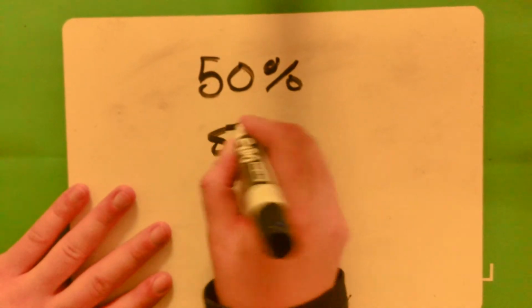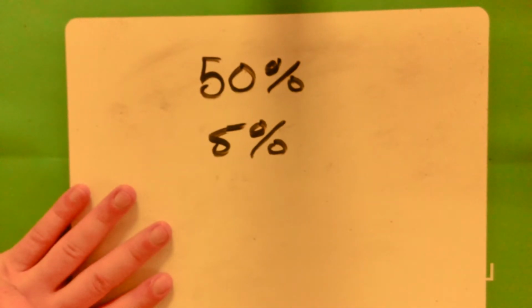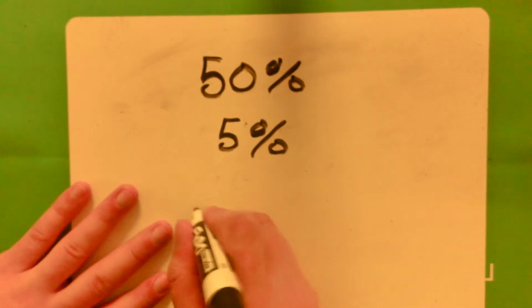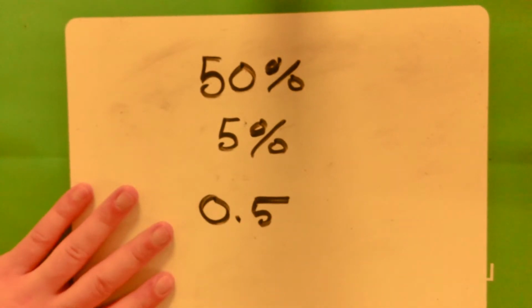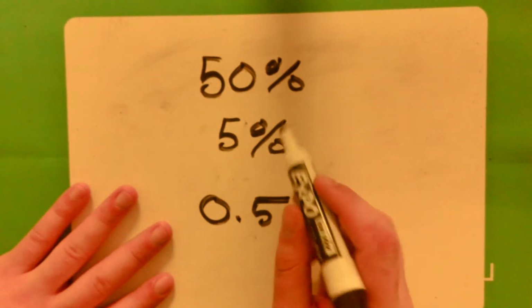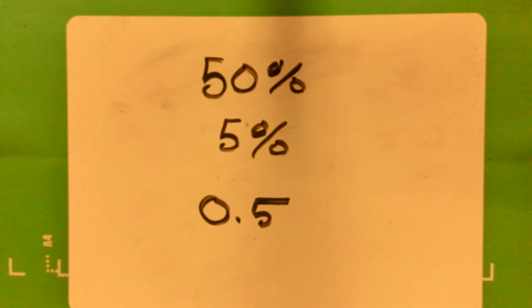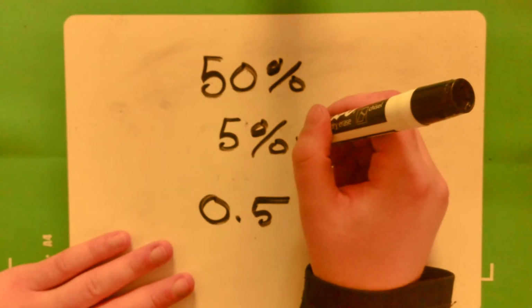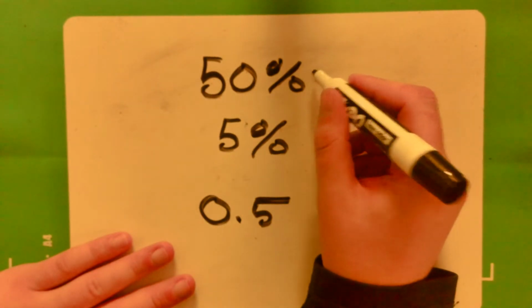Now, sometimes these can be tricky. If we're going back the other way, for example, if we want 50% and if we want 5%, we got 5%, we got 50%. If I give you 0.5, I want you to take a second and think about it. Is 0.5 5% or is it 50%? If you said 0.5 is 5%, I'm sorry, I disagree, because 0.5 is 50%.